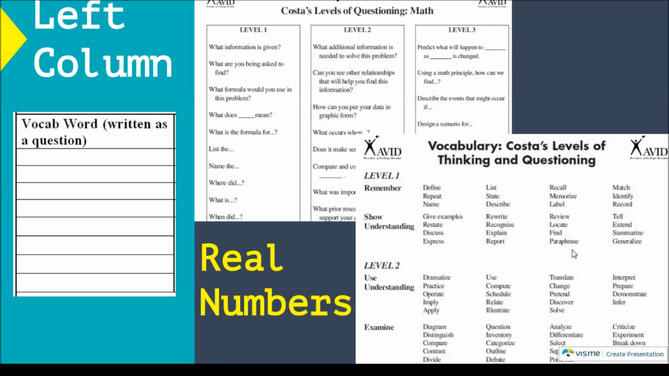So the next step we're going to do, as we always do, is write our question. Remember, our questions go in the left column. You can use your Costa's levels of questioning stems and verbs that I've provided on your desk, or you can look up at the screen if you need a verb to help you. I'll give you about 30 seconds to come up with a question. Remember, as we write our questions, we do not say, what are real numbers? Or what's the definition of real numbers? We need a better question than that. We've had practice with this, so hopefully that's no problem. Okay, I'm going to give you a second. Come up with a question.